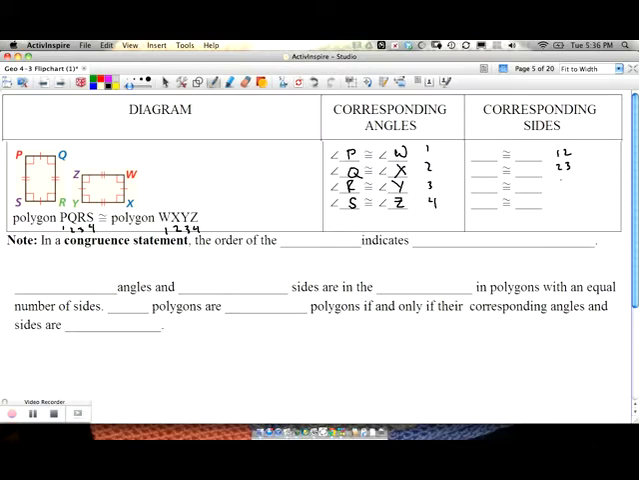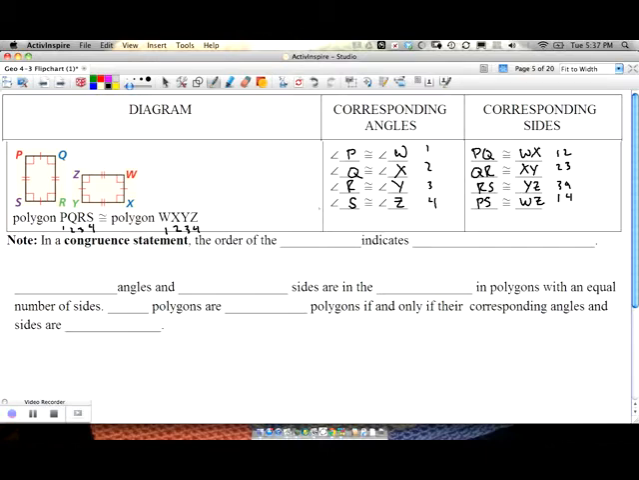Similarly, let's do 1, 2, 2, 3, 3, 4, and 1, 4. So 1, 2, that's going to be PQ on the left one, and WX on the right one. And we'll have QR for 2, 3, and XY for 2, 3. And 3, 4 is going to be RS and YZ. And then the last piece here is going to be PS and WZ.